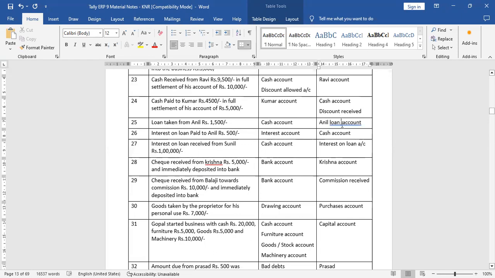Now cash comes in, so debit. Loan is a credit. So who will provide that loan? Anil. That is the reason for mentioning the credit side.